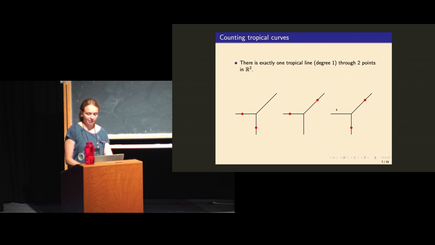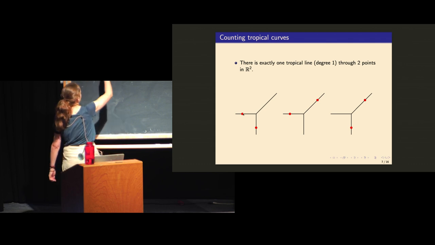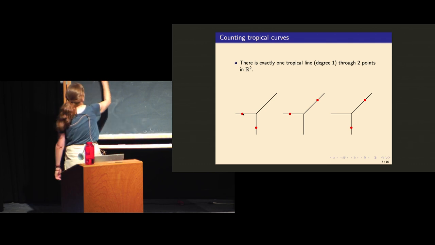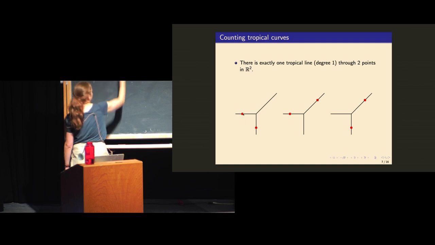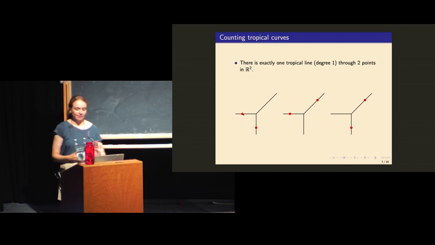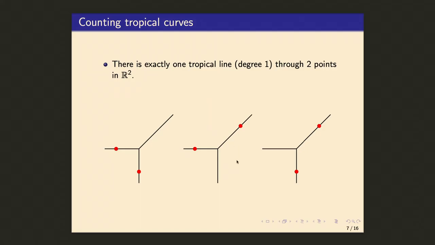So these are tropical lines, and I claim that there's exactly one tropical curve of degree 1 through two given points in the plane, R2. And here I also assume that the points are in tropical general position. For example, I wouldn't allow the points to be on the x-axis, like something like this, because then I could find infinitely many lines for them. So could also move it like this. So this is not allowed. But in case they are in tropical general position, then I can always find exactly one line here, as illustrated here, these two cases.